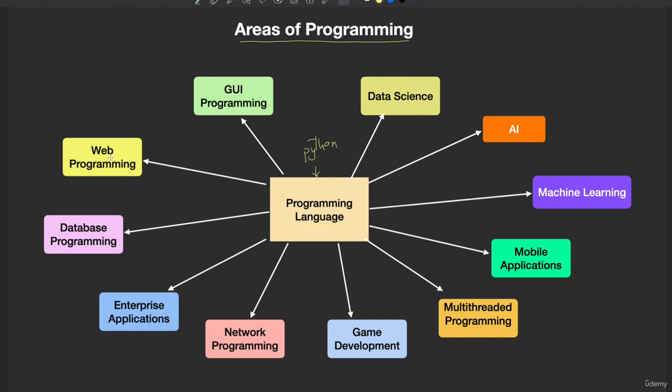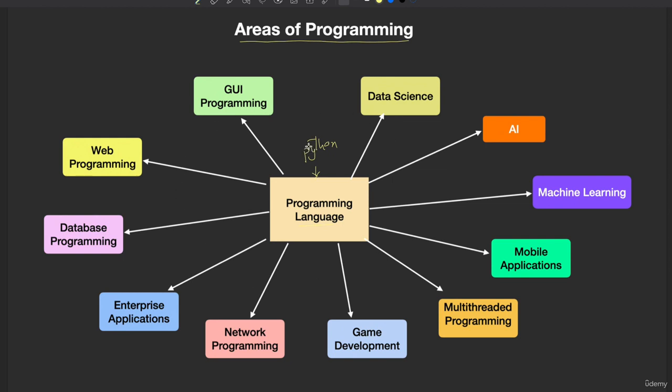GUI programming, web programming, database programming, enterprise application programming, network, gaming, multithreading, mobile application, machine learning, AI, data science. These are all the areas where the language can be used. We can do various types of programming using any language. So if it's Python, using Python, we can do all types of programming. So how is it possible that using Python, you can do all these types of programming?